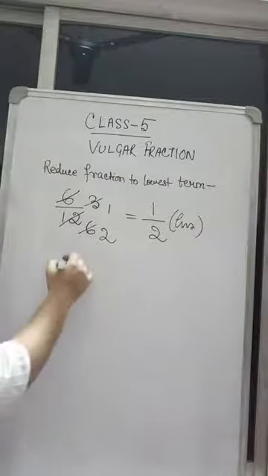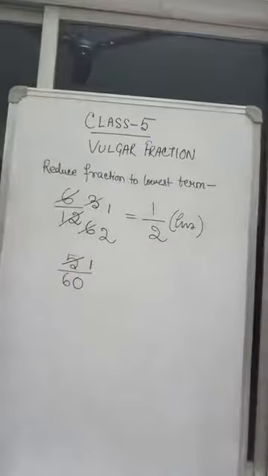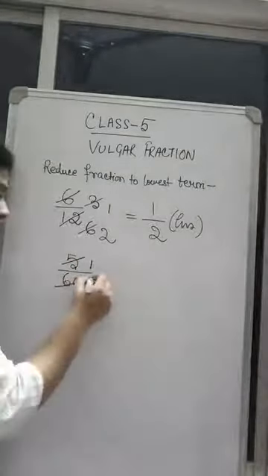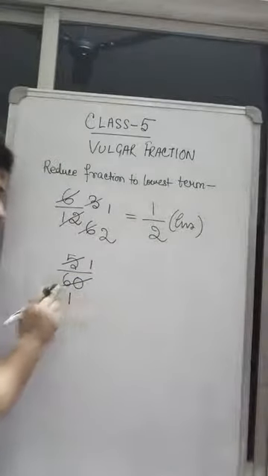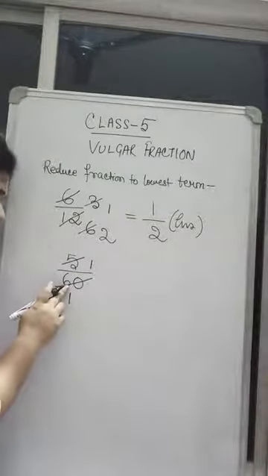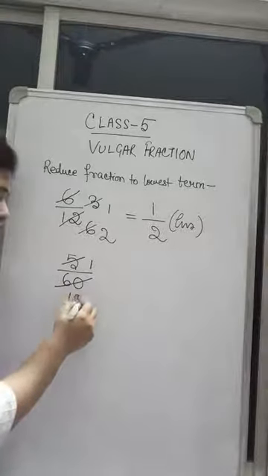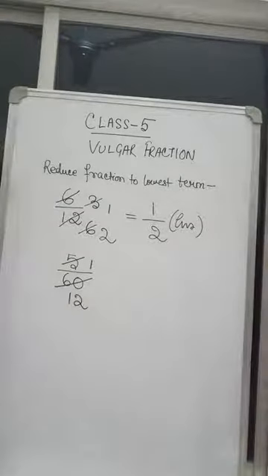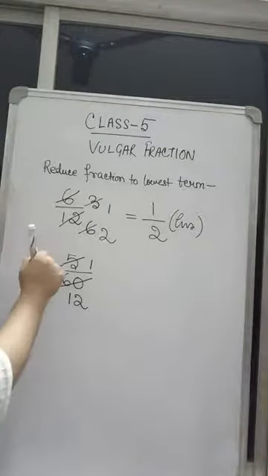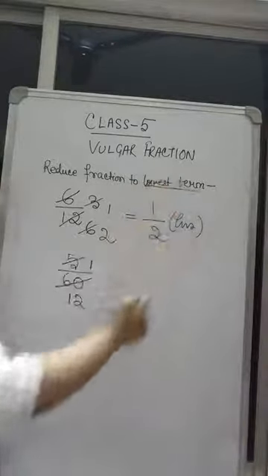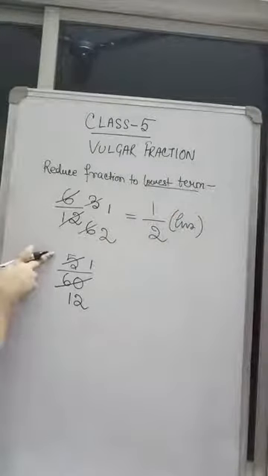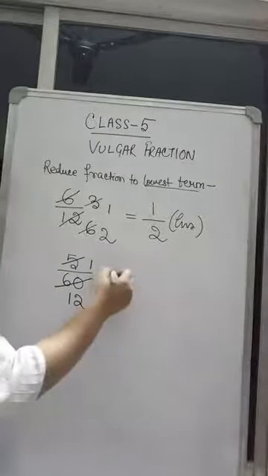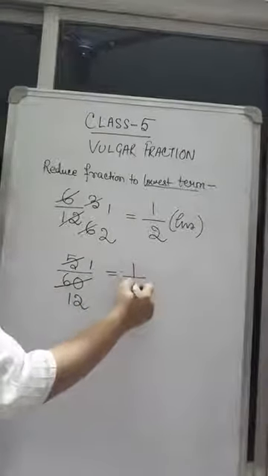Just check. 5 1s give you 5, and 5 1s are 5. What is remaining over here? 1 and 0. 5 2s are 10. So 5 is the number which can divide both the numerator and the denominator. So we can reduce the fraction to its lowest term only when we divide both the numerator and denominator with the same number. So what is the result? 1 by 12.